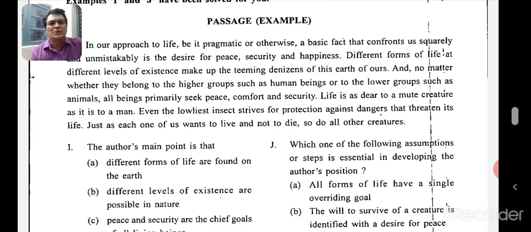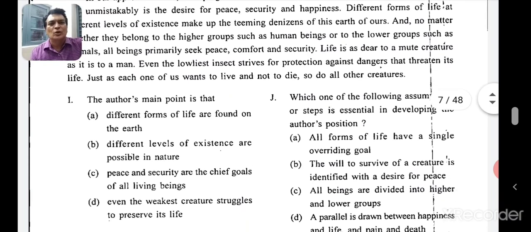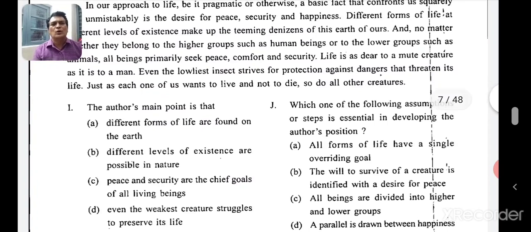So the author's main point is, as you go on reading, you will find that the answer for the first one is peace and security are the chief goals of all living beings. As you go on reading, you will find this is the answer for that. And J, what is the answer for the J?